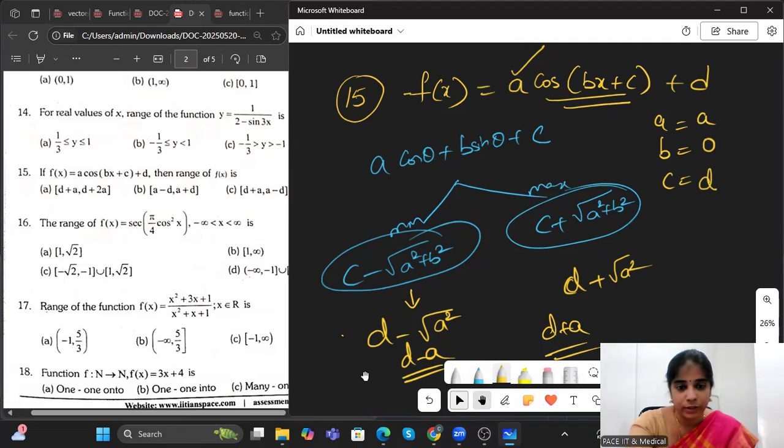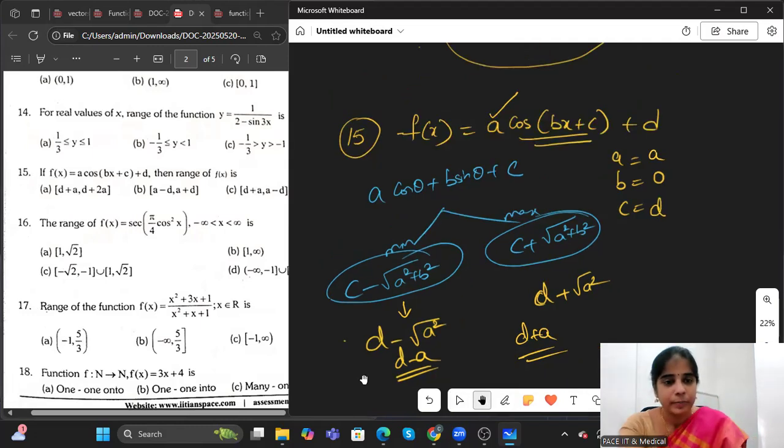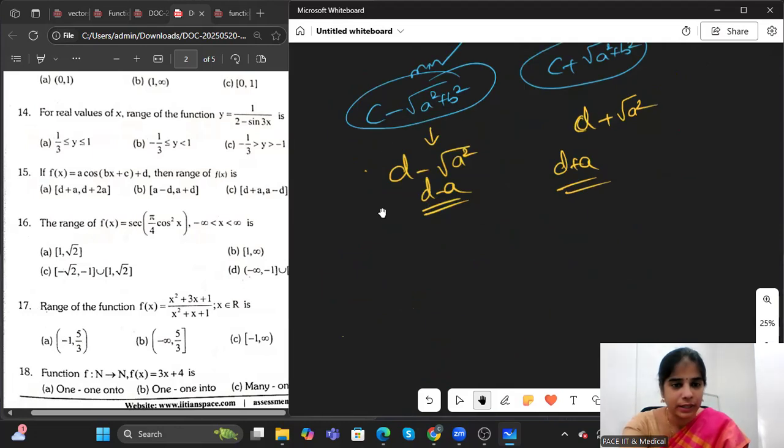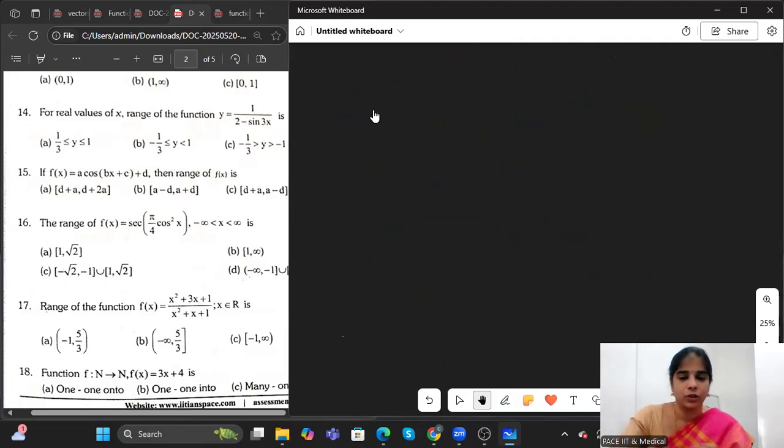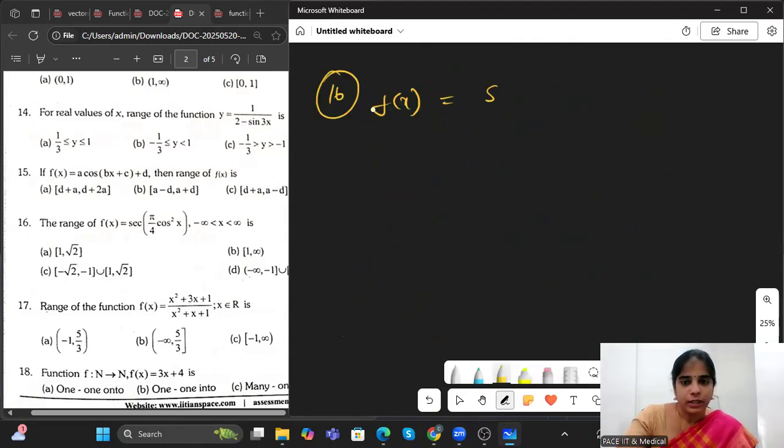Right. Now going with the next question, that is 16th, I guess. Right. What is the range of f of x? This is the 16th one. f of x equal to secant pi by 4 cos square x.